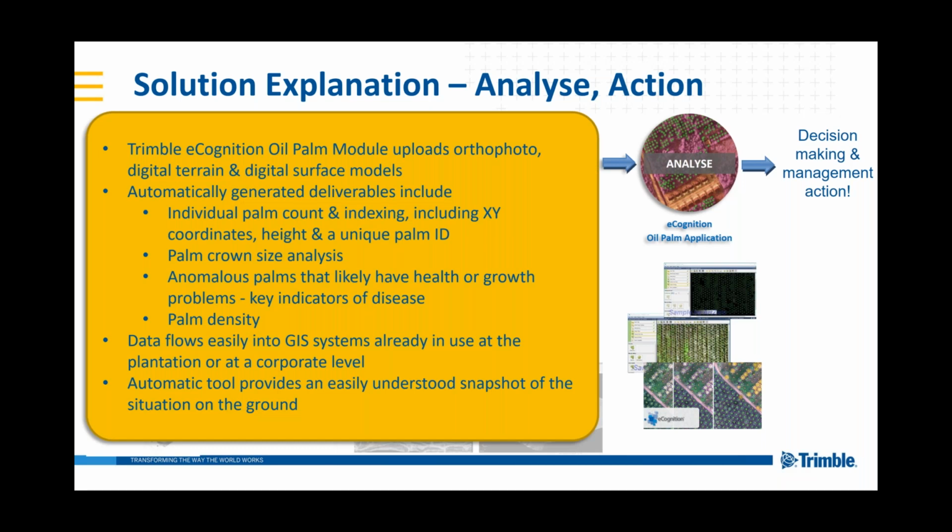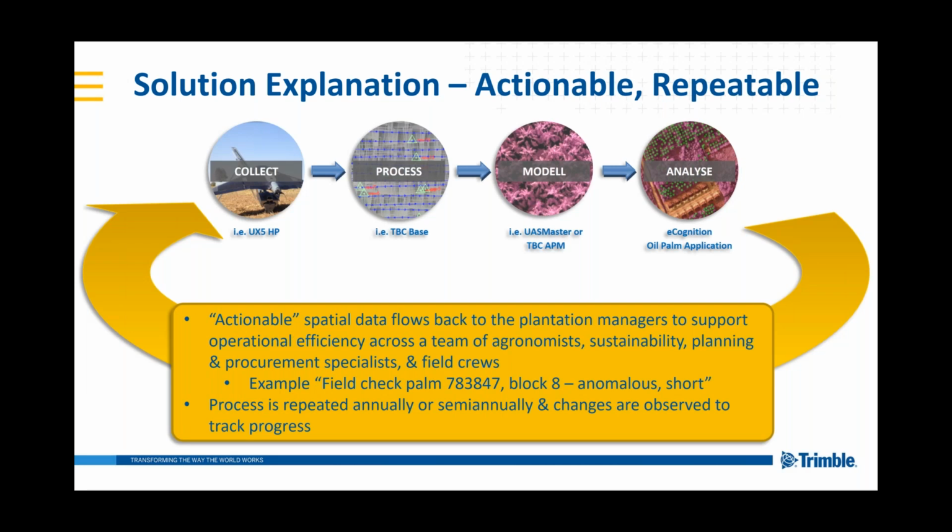So in the end, when we use this solution, it's all about creating this actionable spatial data, and this comes out of the eCognition Oil Palm application. It flows back to plantation managers or the people in that chain of command to make their decisions. For example, check a certain palm within a certain block because it has been flagged as an anomaly or as a stressed tree, whether that tree is too short or not getting enough fertilizer or maybe getting too much water. These are things that the managers can check in the field in a more efficient way, not having to go out and just look at every single tree. We can provide them with the location-based data to really focus their efforts in certain parts of the plantation that need to be addressed.